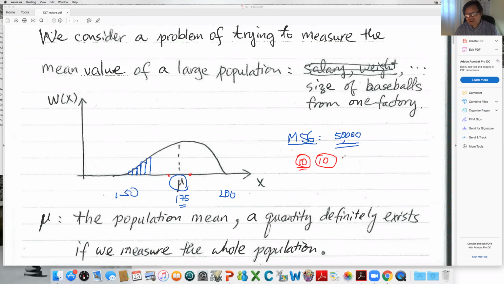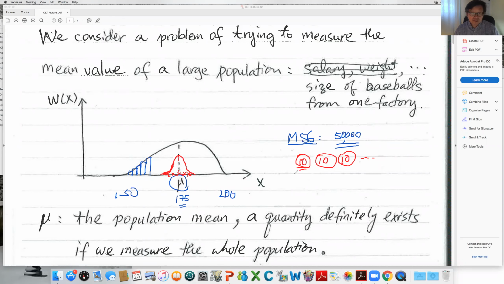And then I take another 10. I take a few times, a few times. Then what you find is that this value is going to be around the true mean value of the population, and this small sample average will obey a normal distribution. Regardless of what the original distribution is, this mean value will satisfy a normal distribution around the true mean.